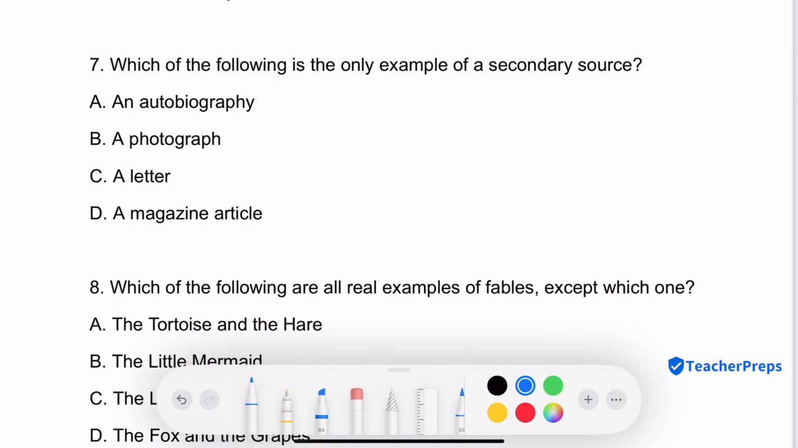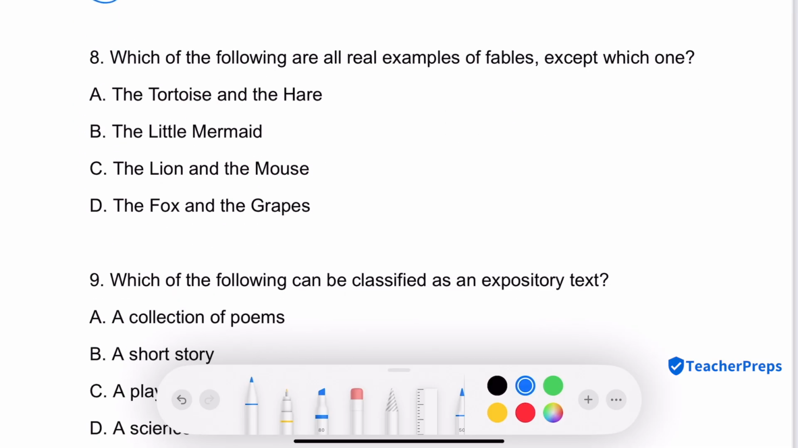All right, and here is the reverse of the previous question. They want you to spot the secondary source among the primary ones. An autobiography, a photo, a letter, these are all primary. Remember, that means original or first-hand accounts. Whereas a magazine article, however, is written by a journalist who researched the topic and now is presenting their own analysis. So we're going to go ahead and circle option D, a magazine article.